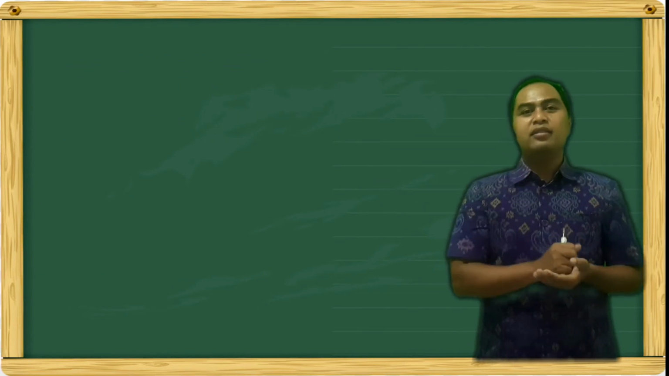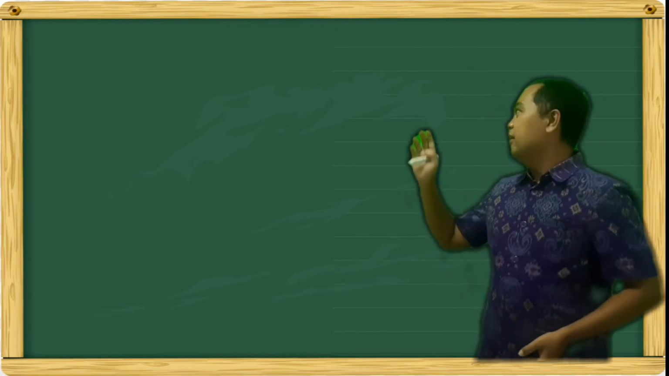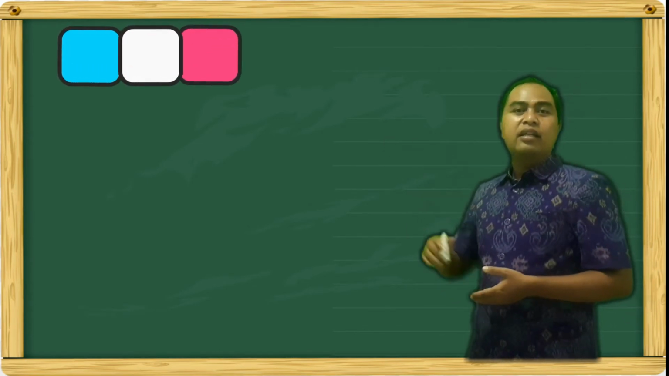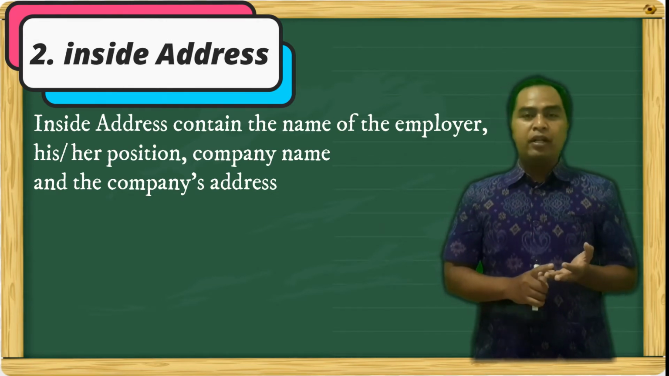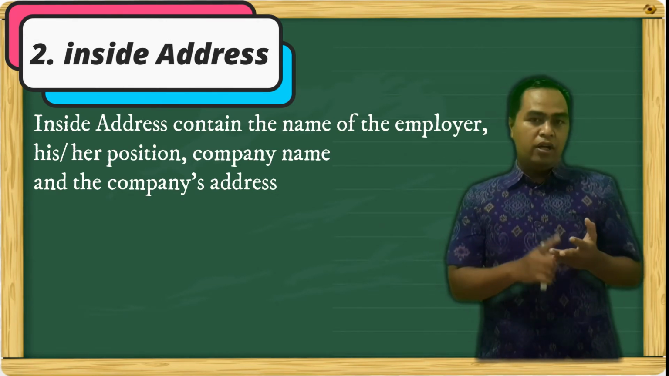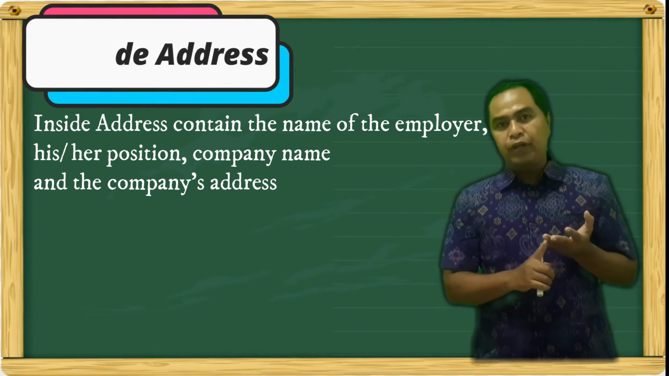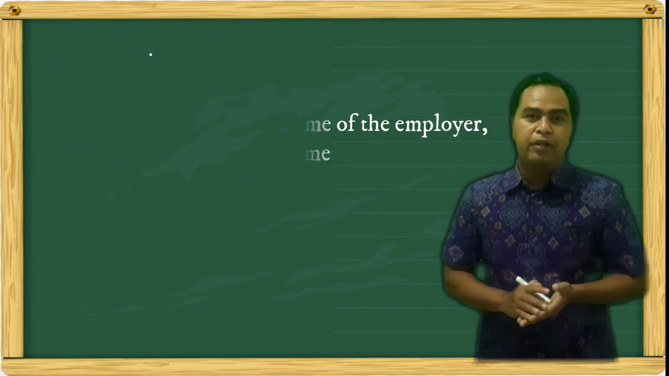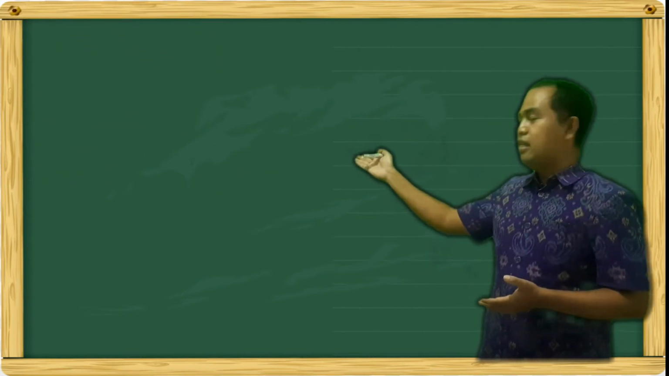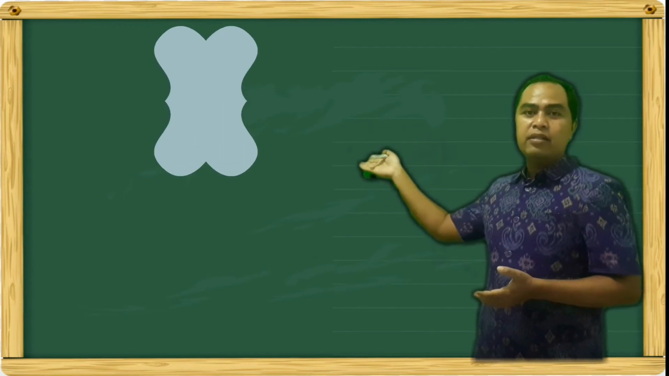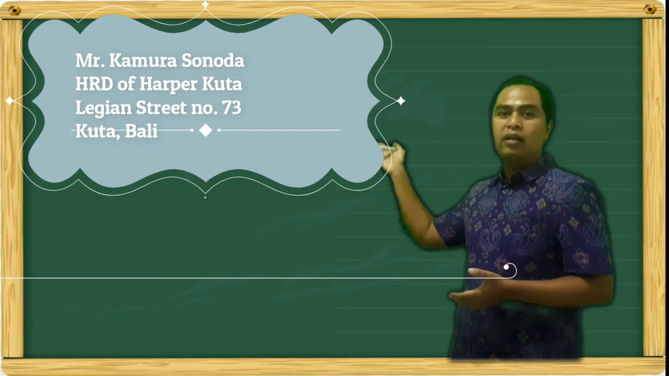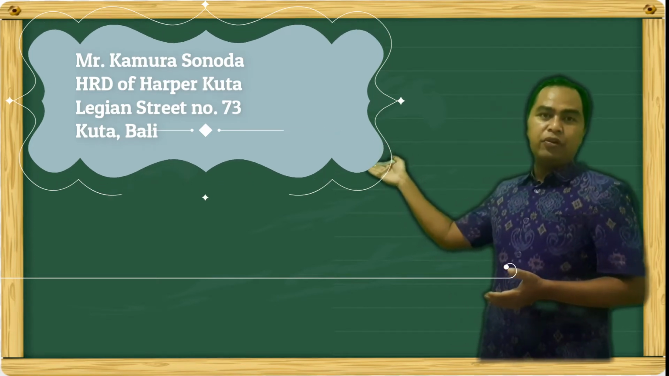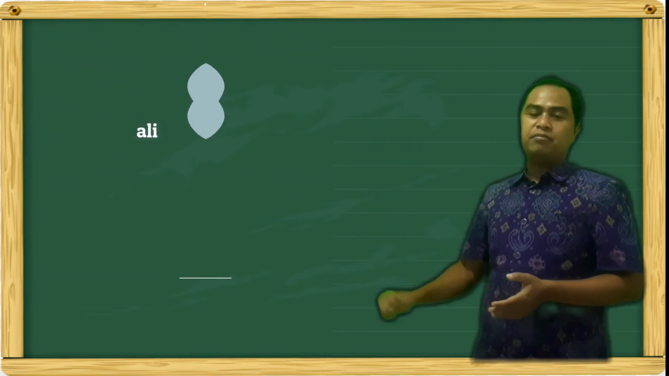The second one is the inside address. The inside address contains the name of the employer, his or her position, the company name, and the company address. Look at this example: Mr. Kamura Sonoda, HRD of Helper Kuta, Legian Street, number 73, Kuta, Bali.